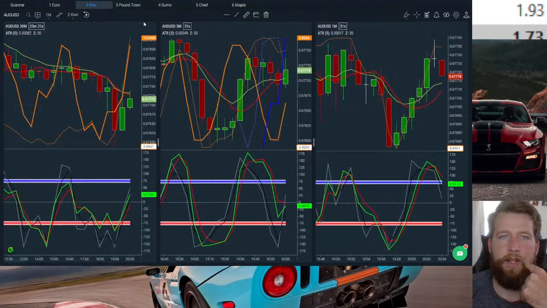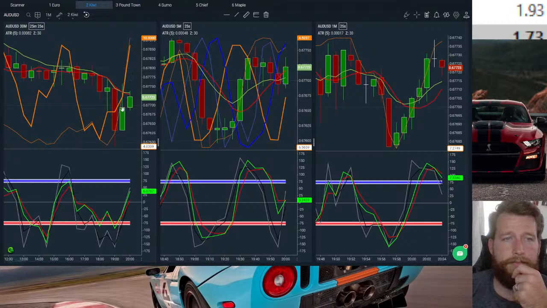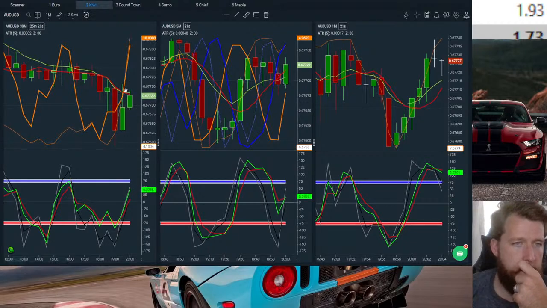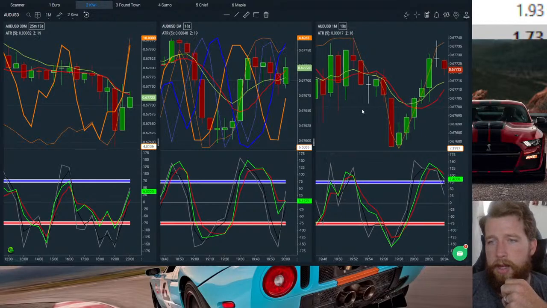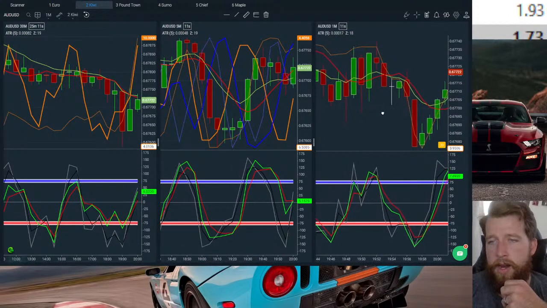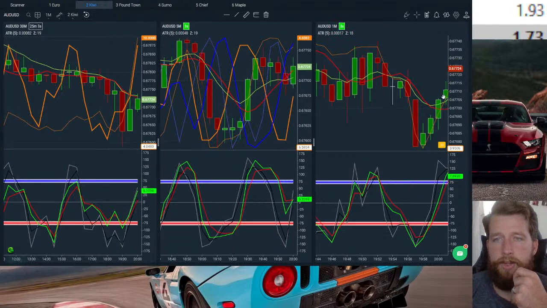Oh man. Let's see if we can get in trouble here. Let's actually look at some other pairs. The Aussie's actually moving. A second ago, I was saying that maybe this is going to go back and continue down, but it looks like it's going up. See, right here would have been a great trade.